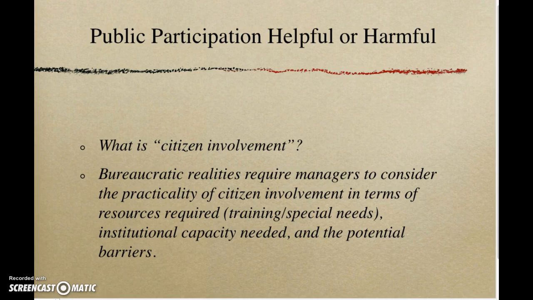So now I just want to focus a little bit more on the second half, which is primarily the essay function, and that is public participation at the level of policy decision making and whether or not it's helpful or harmful. The first thing we have to look at is how we're going to define this idea of citizen involvement. The authors of the research article identified it as activities initiated by government to encourage citizen participation in administrative decision-making and managerial processes, okay?